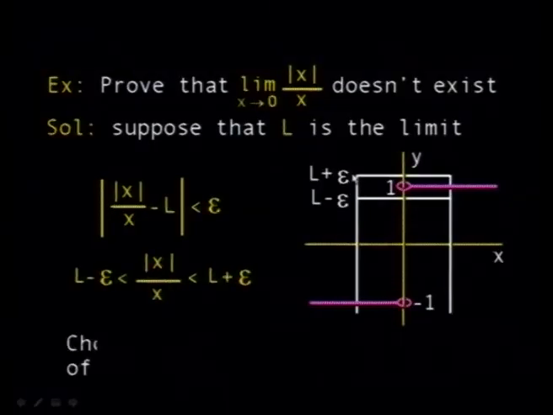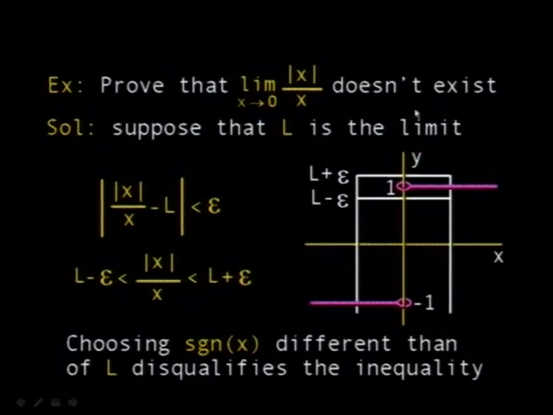Prove that the limit of modulus x over x does not exist. We want to prove whether the limit exists or not. Suppose that the limit exists and is equal to L. So what we do is that we want the difference between modulus x over x, which is the value of the function, minus L less than epsilon, provided that x lies in a deleted neighborhood of the point x equal to 0. Now this presupposes that this inequality exists.